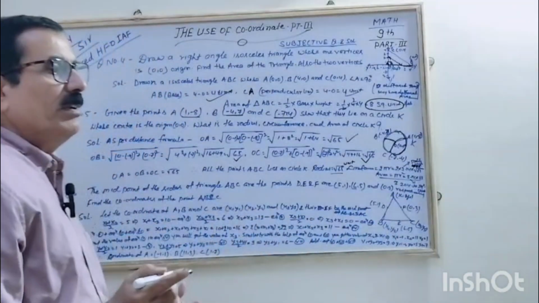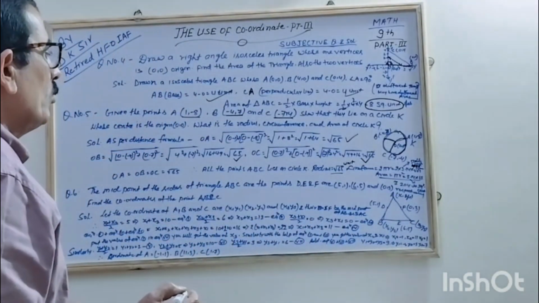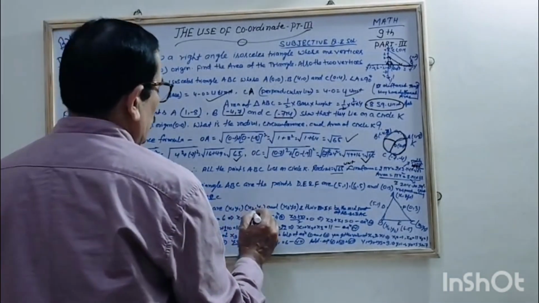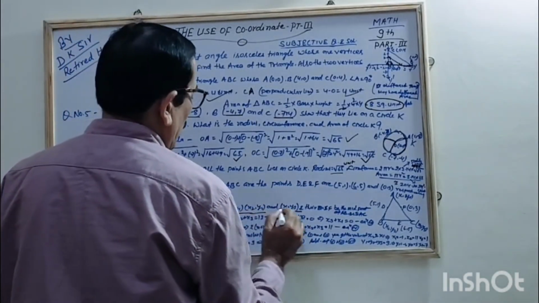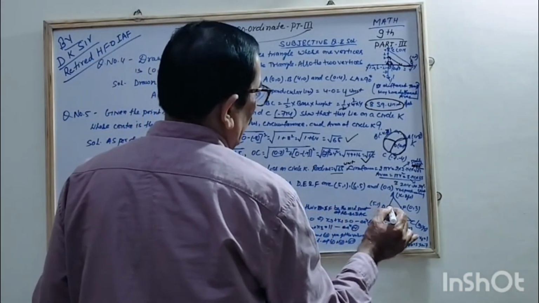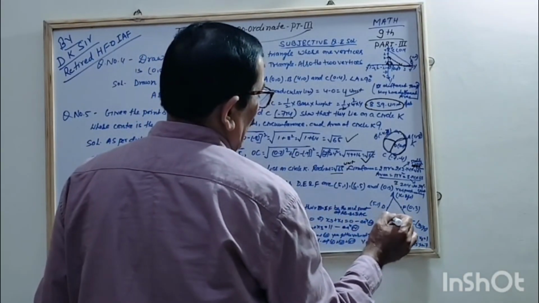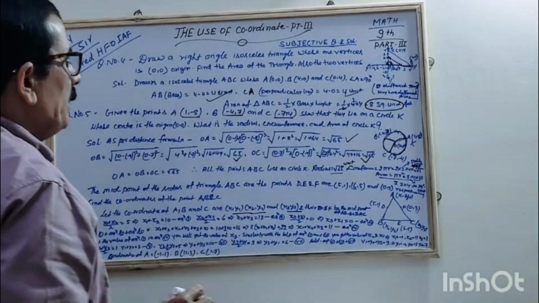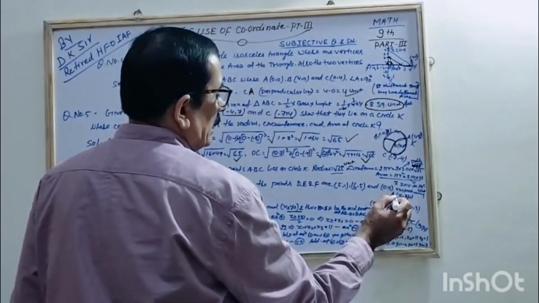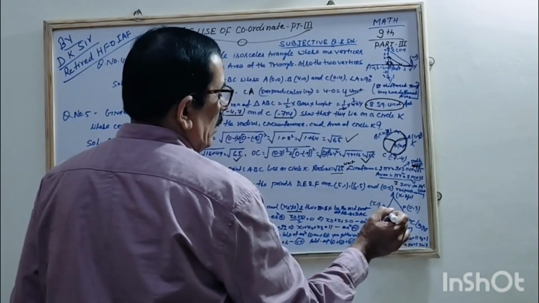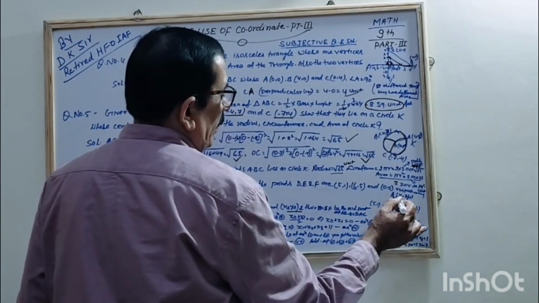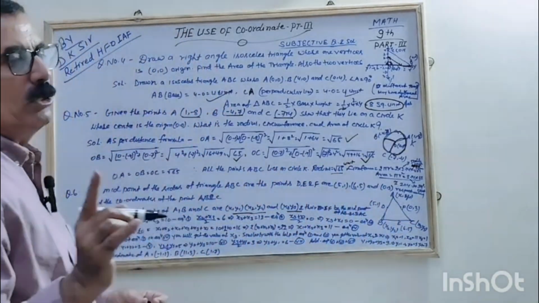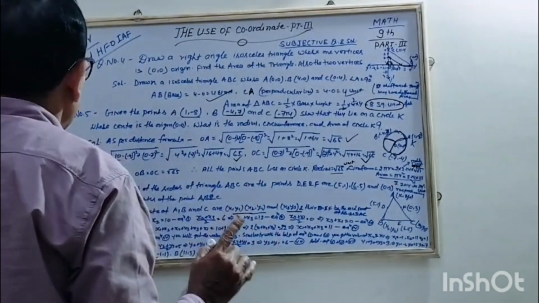What will we do? We will assume it. Let us assume that the coordinates of A, B, C are (x1, y1), (x2, y2) and (x3, y3) respectively, and the midpoints D, E, F are of AB, BC and AC respectively. We know that the midpoint is always the sum of the x coordinates divided by 2, and the sum of the y coordinates divided by 2. This we know as per the midpoint theorem.